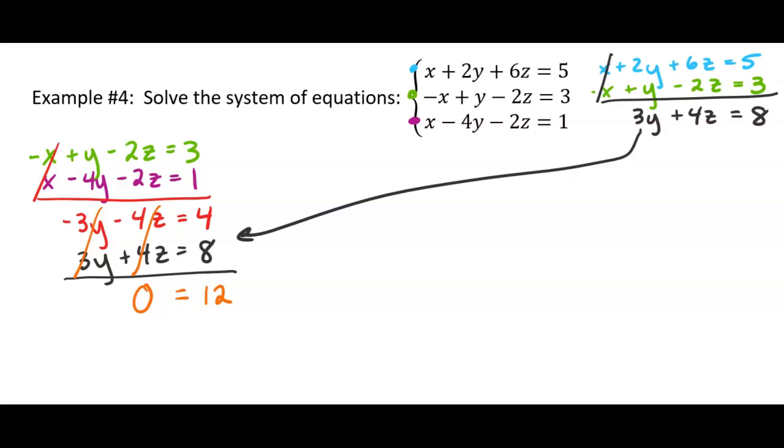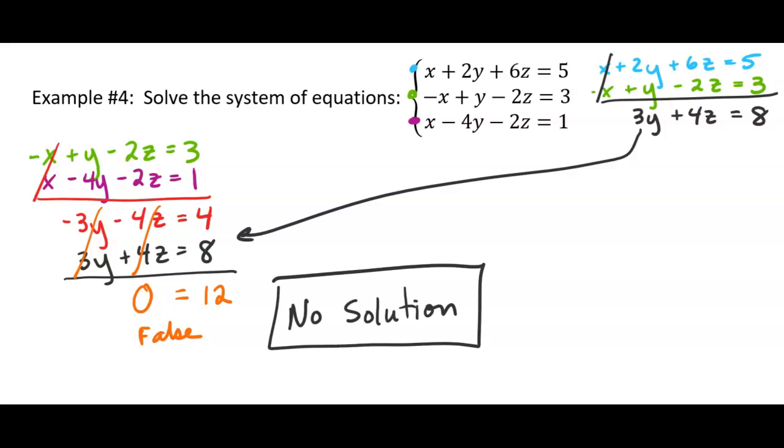You have 0 equals 12. That is not true. 0 does not equal 12. This is a false equation, or a false statement, and so it means there is no solution. So remember back like 4 or 5 videos ago, we had all those pictures, those 3-dimensional pictures, and sometimes there was no solution. Well, it was one of those cases. Now we don't have to figure out which case it is. We just get to say there's no solution, and we're going to move on.